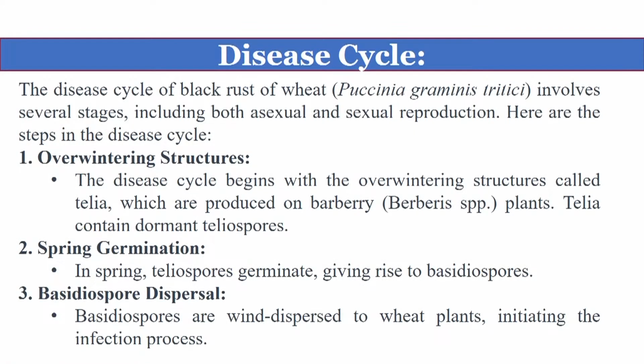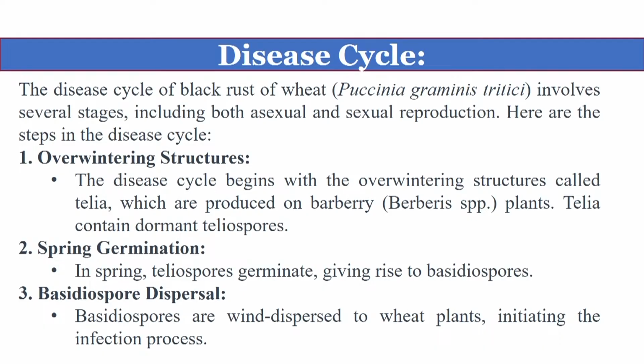And the disease cycle, we will discuss the disease cycle. The disease cycle of the black rust of wheat, Puccinia graminis tritici, involves several stages, including both sexual as well as asexual reproduction, and here are the steps in the disease cycle. For example, the overwintering structures are called telia, which are produced on the barberry plants.